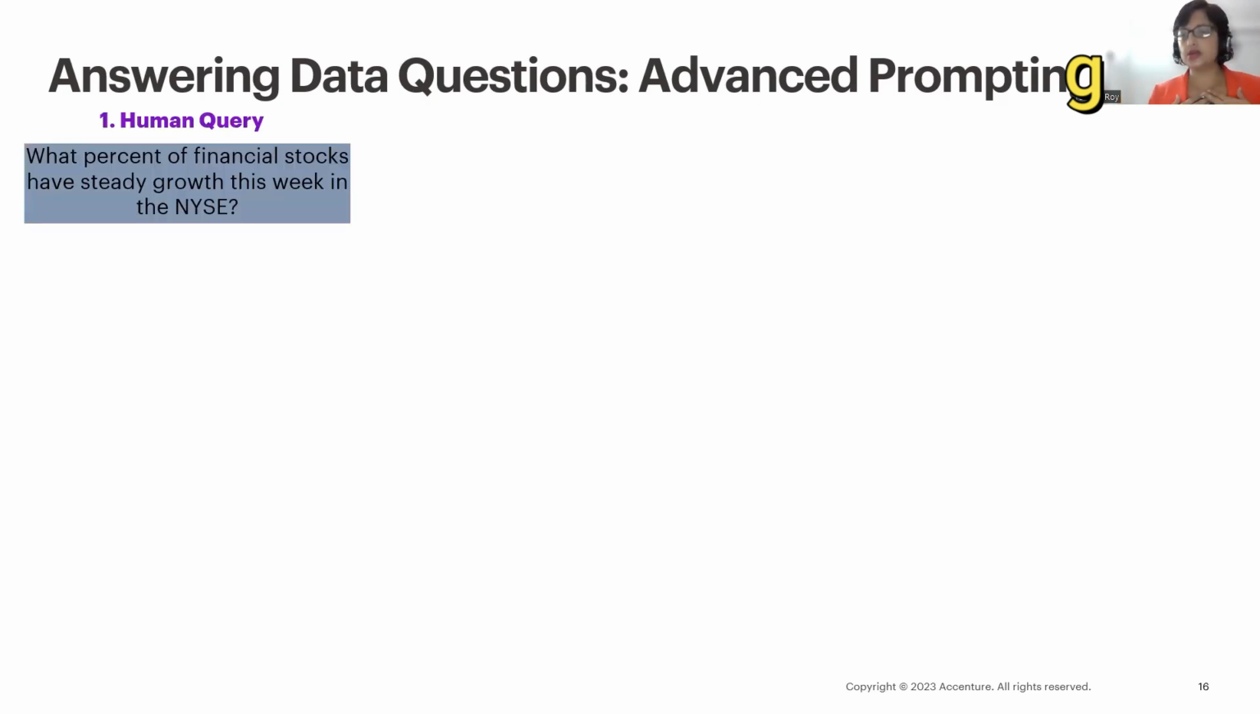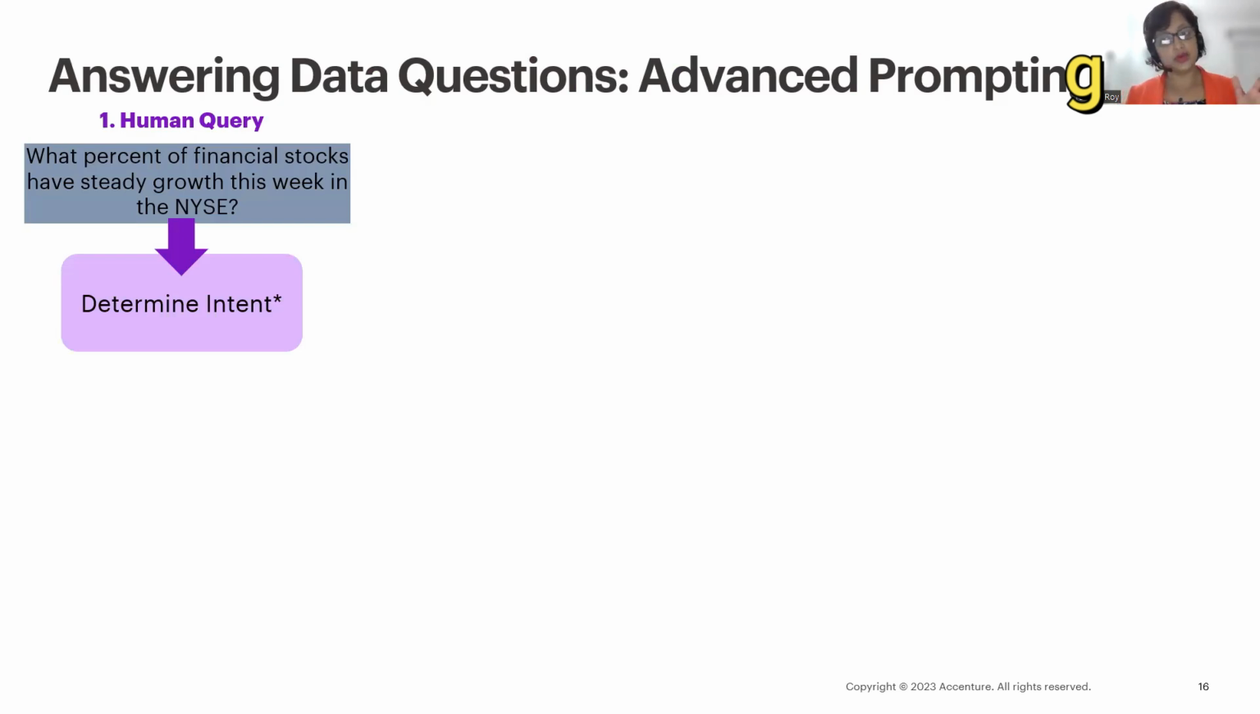So let's say the human query in this case is: what percentage of financial stocks have a steady growth this week in the New York Stock Exchange? If you see, there are multiple keywords that keep popping up at us in this case. So that is the first thing that we need to figure out. What are the keywords and what is the intention of the question? In this case, you see the intention is a what question. It's not asking why or how. It is a very simple what question. That means it is asking you to just fetch the data, and there has to be a few steps in order to fetch the correct data.